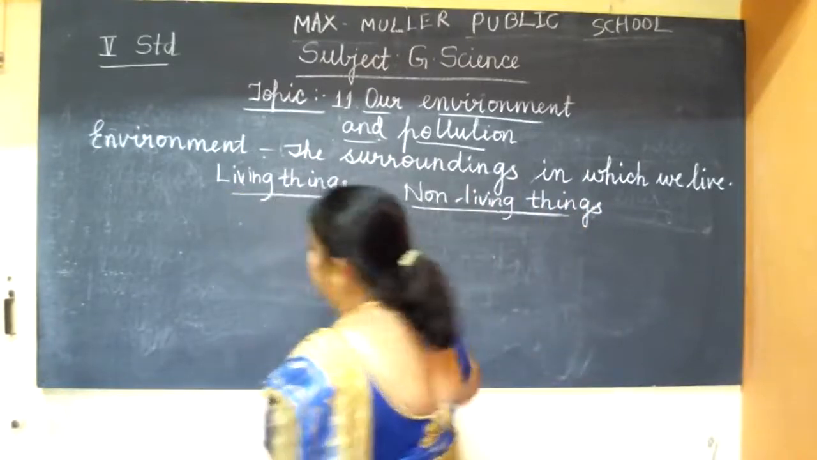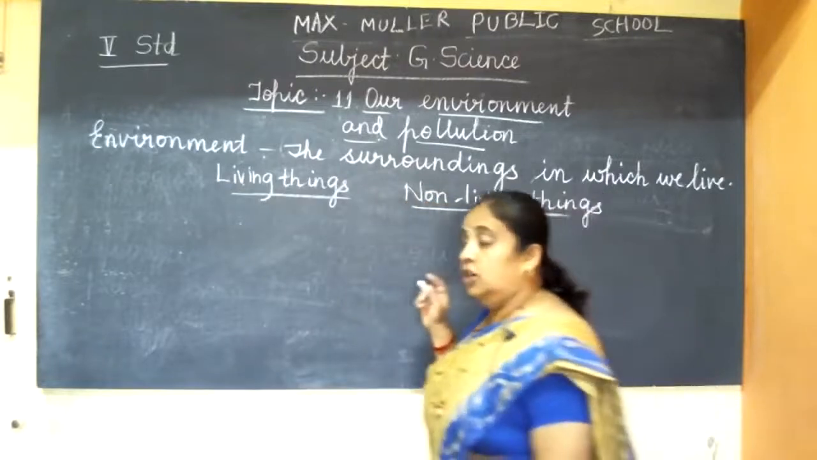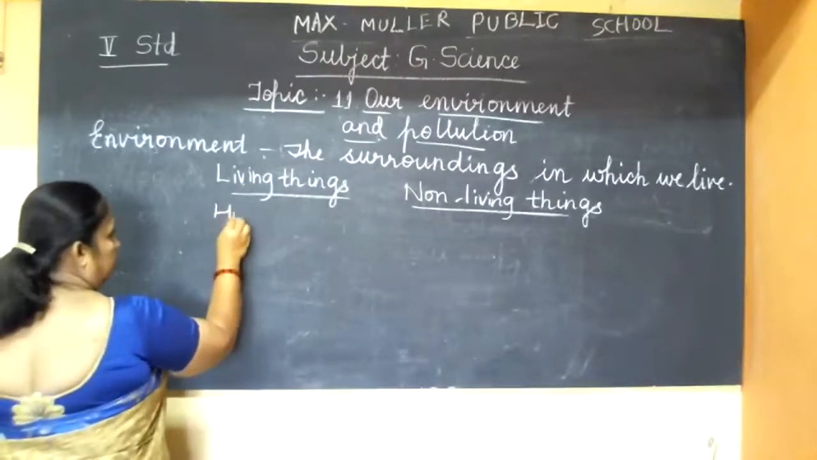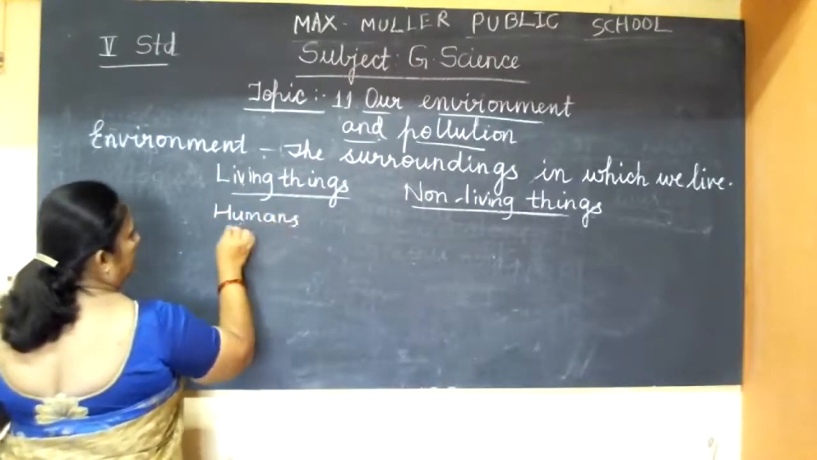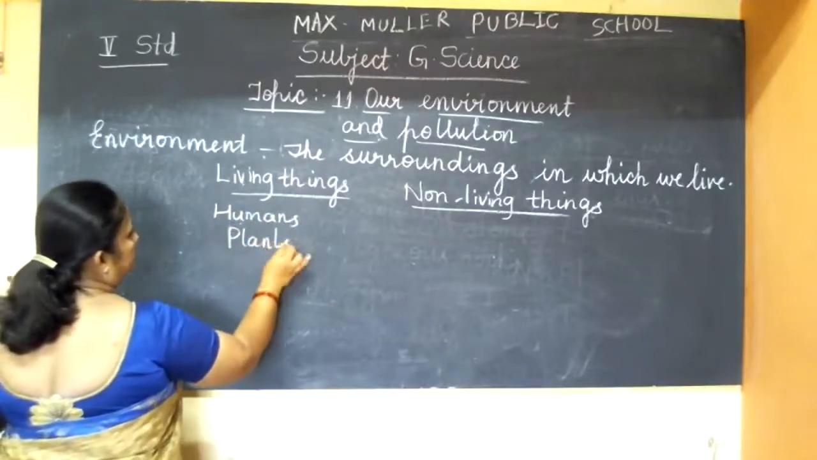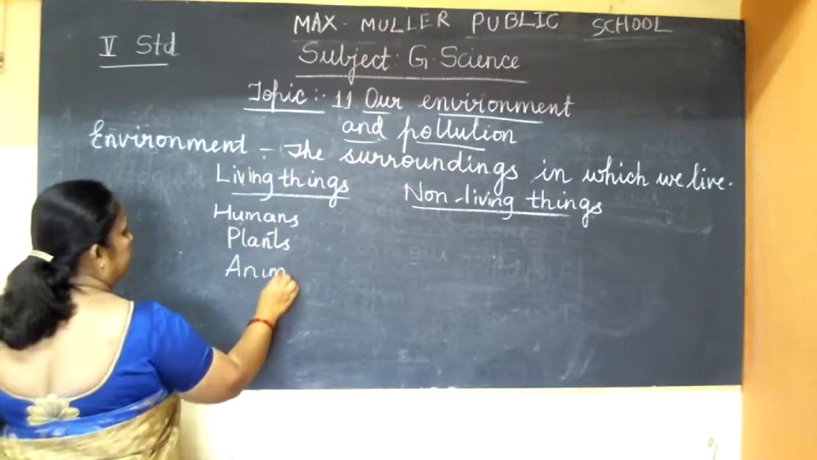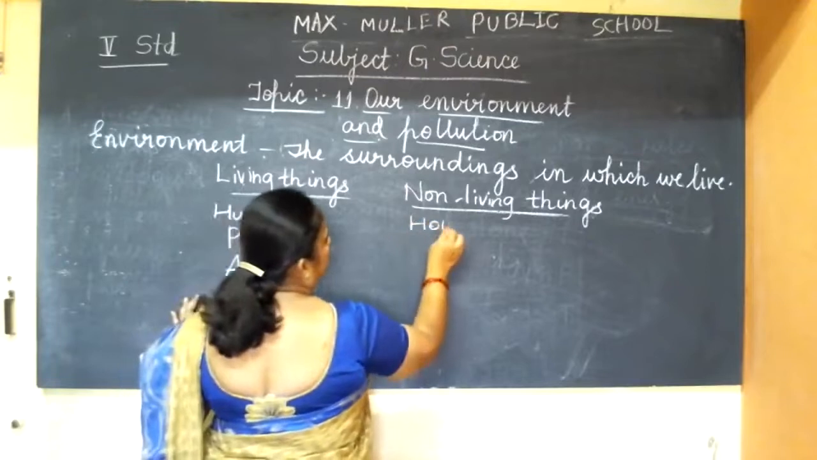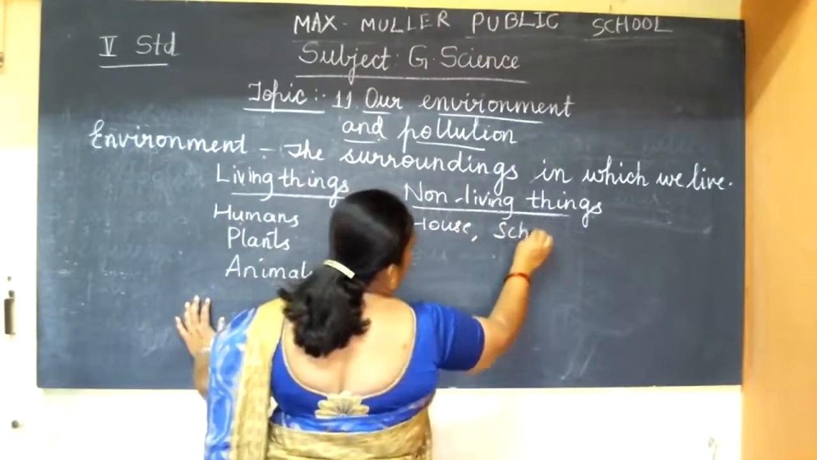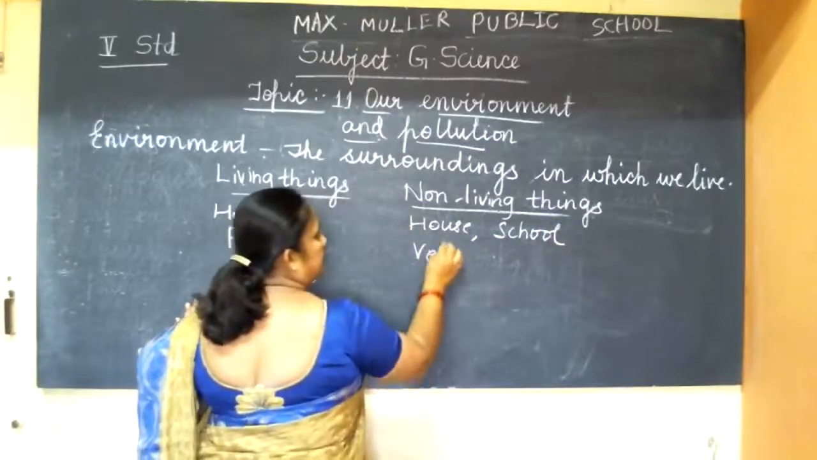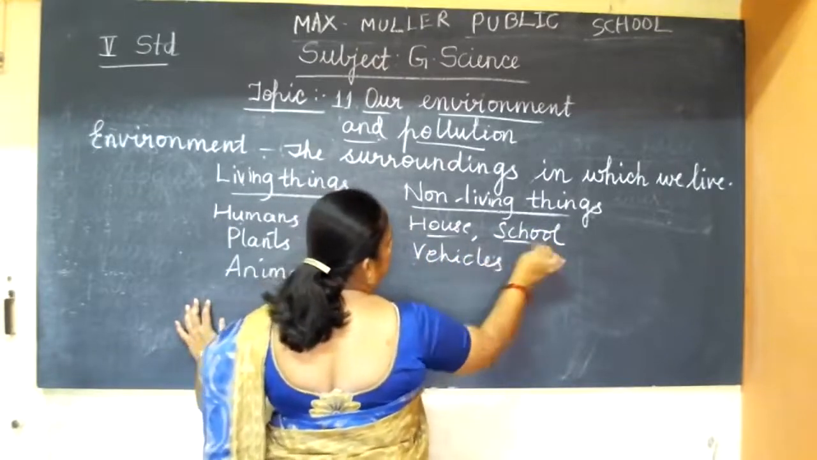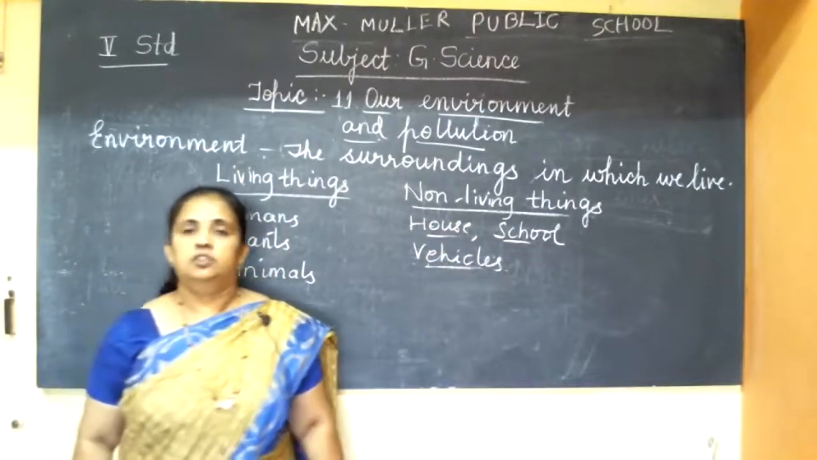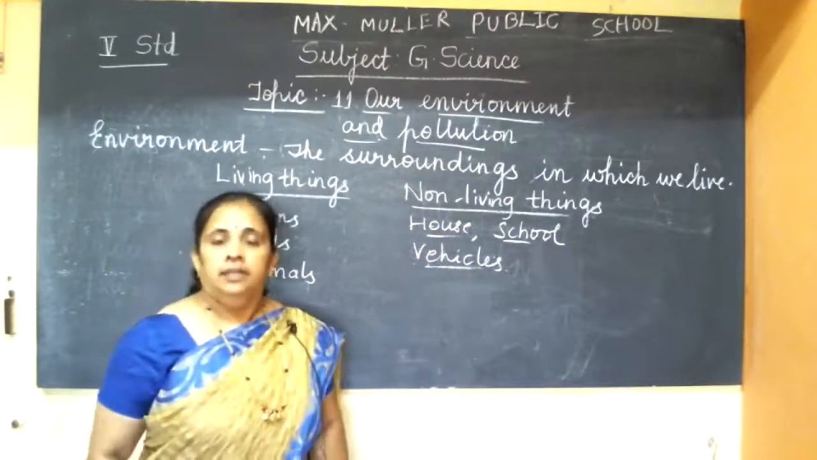Okay, so I listed so many things we can see in our environment. Those include living things and non-living things. So under living things, what all can you see? The human beings, that is we people, humans, plants, animals. Is it not? All this comes under living things. And under non-living things, as I said, house, school, vehicles, is it not? So the air we breathe, the sun which gives us heat, the water which is needed, all these things come under non-living things.